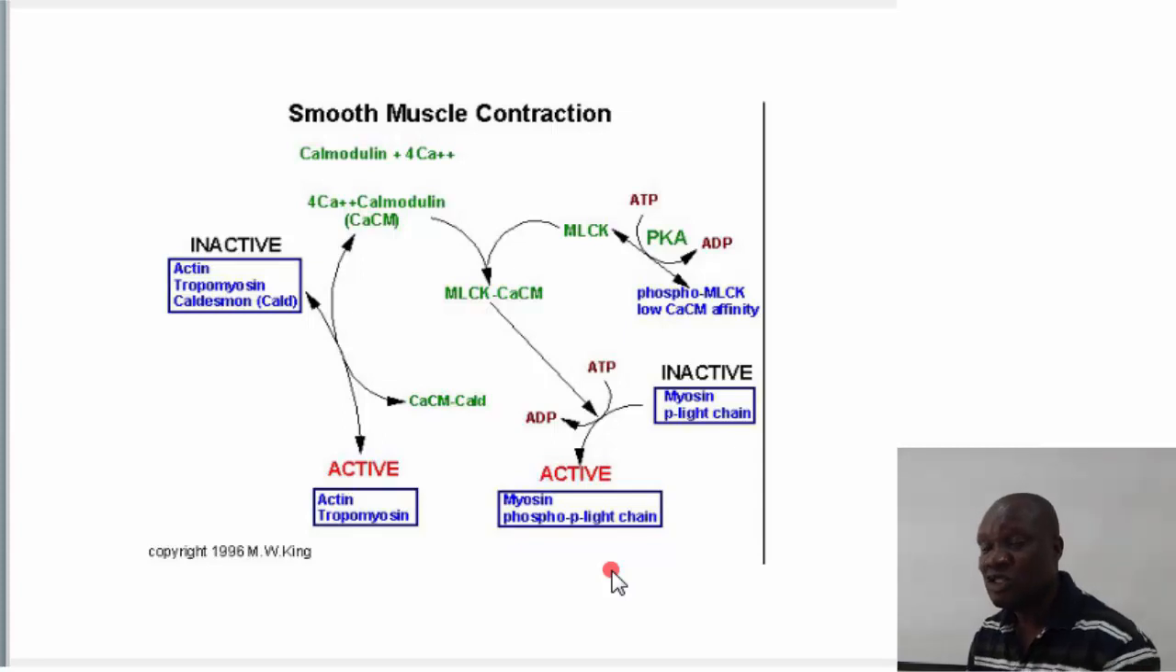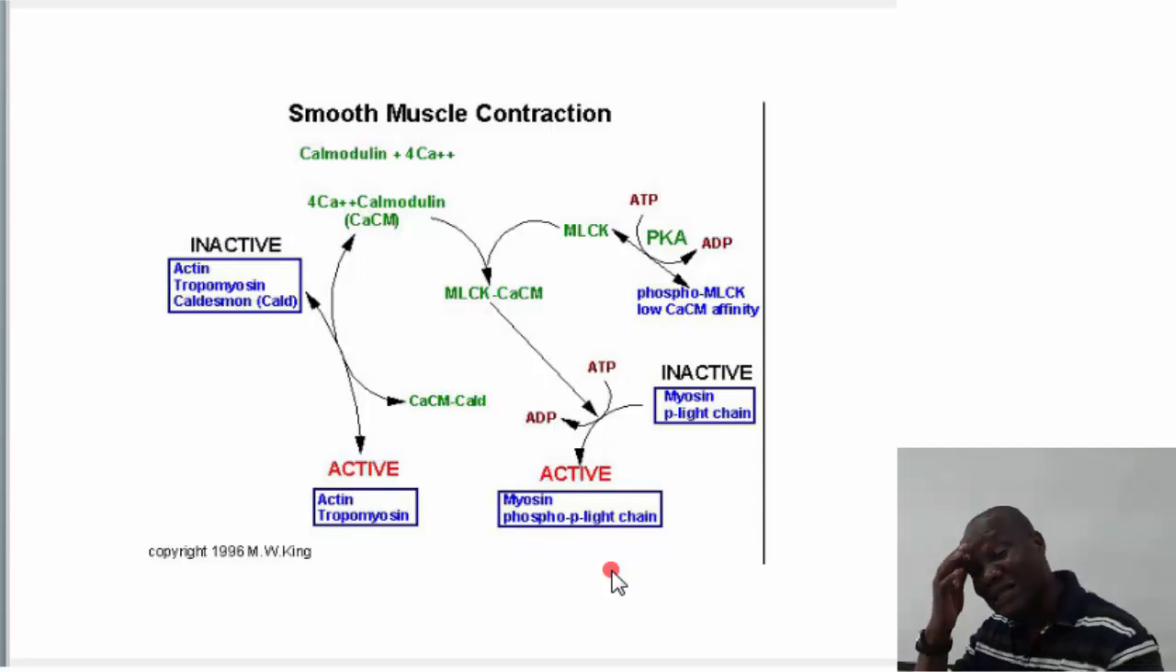and cross-bridge cycling. In the smooth muscle, calcium will first bind to its molecule calmodulin, four calcium ions to a molecule of calmodulin. The calcium-calmodulin complex is an enzyme, and this will activate caldesmon. Caldesmon, when it's activated, will cause the shifting of tropomyosin from its original position to expose the myosin binding sites.